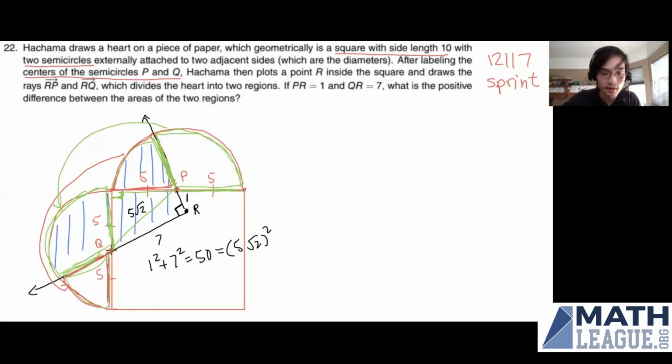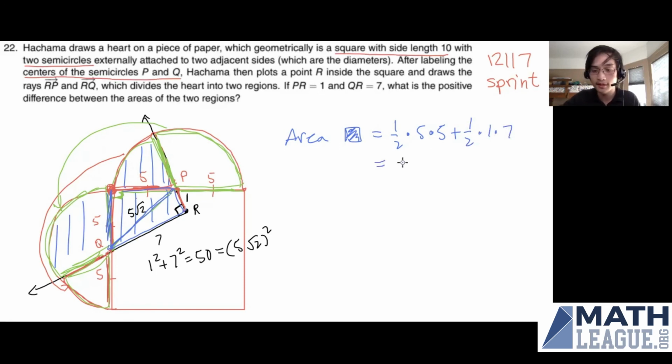So let's calculate the area of this region here, which consists of P, R, Q, and this square vertex. So the area of this region here inside the square is equal to the area of this triangle, which is 1/2 times 5 times 5, plus the area of this triangle here. We take the legs 1 and 7, so 1/2 times 1 times 7, and this comes out to 16.